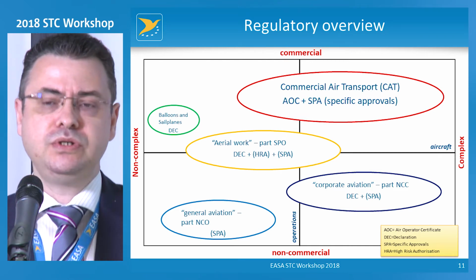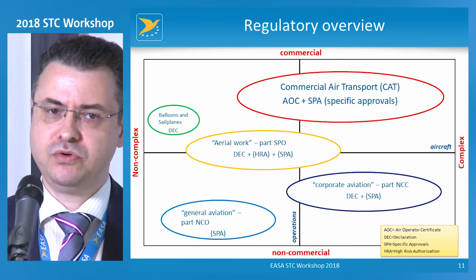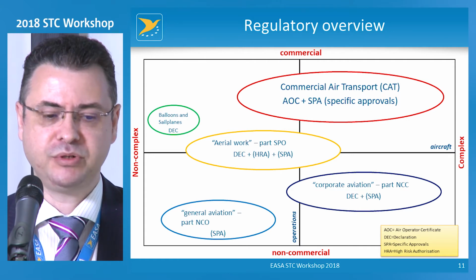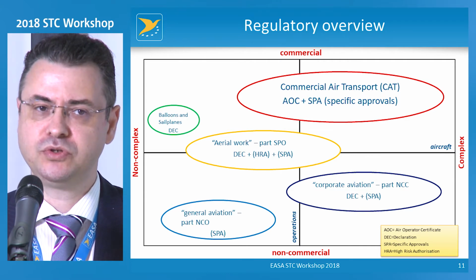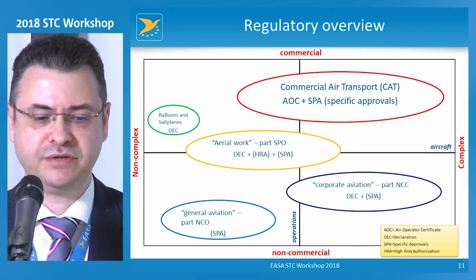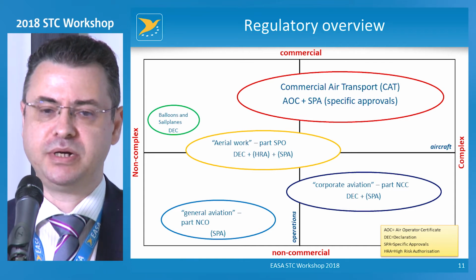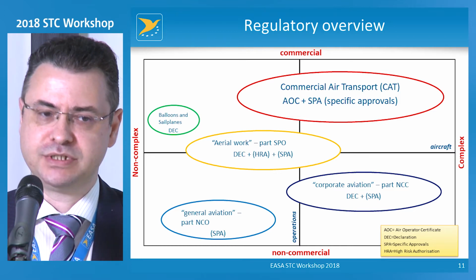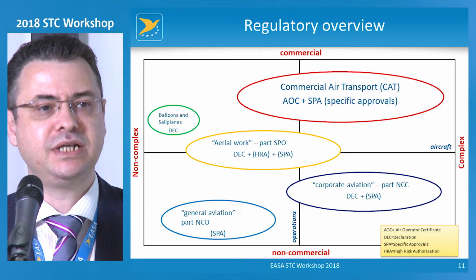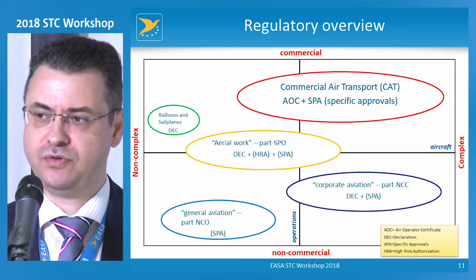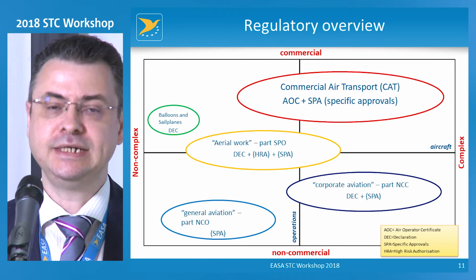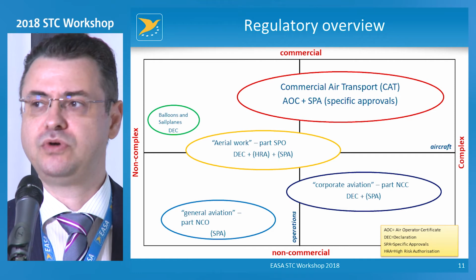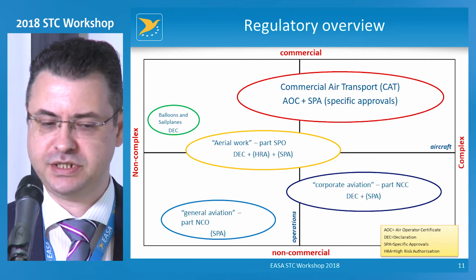When it comes to non-CAT, our rules do not require organizational approvals in most of the cases. For example, operations that are non-commercial, like business aviation or corporate aviation, are regulated by Part NCC. We do not impose a form of a priori certification, but actually they will have to declare their competence and will be subject to oversight by the national aviation authorities. Only for those specific activities that require a specific approval, they would need to hold that approval before engaging in that type of operation.